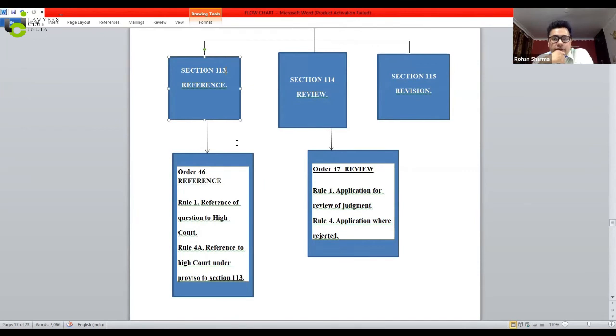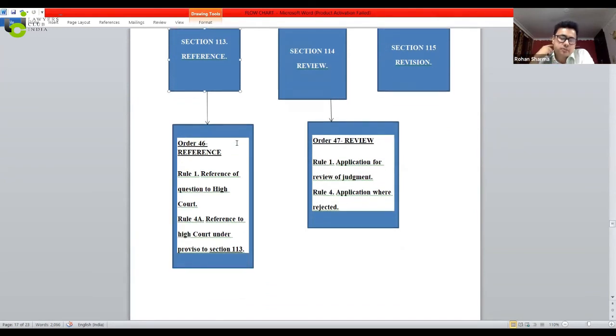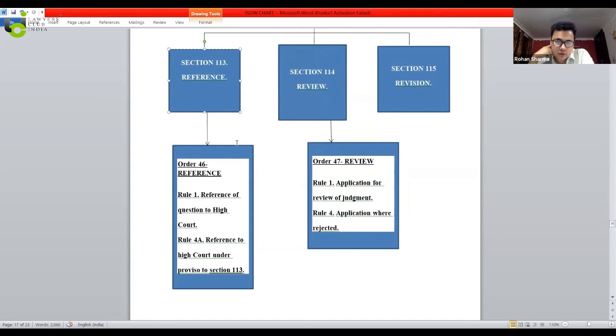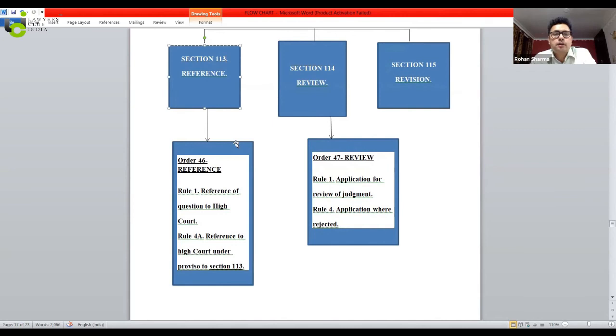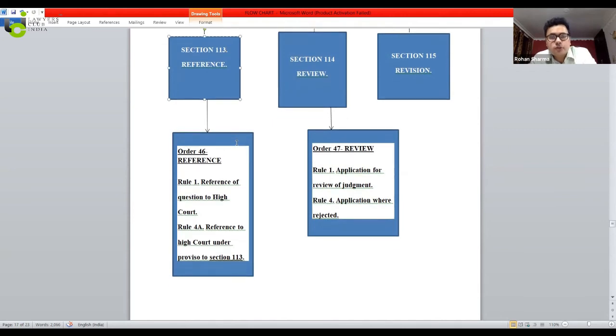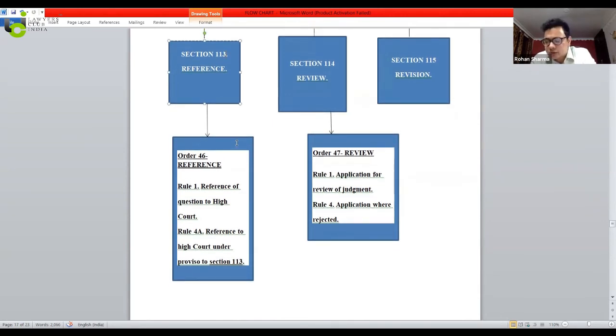Section 115, revision. Revision is a process which again goes to the higher court, again in certain specific scenarios. Usually these scenarios are mentioned in section 115. These are the scenarios wherein the lower court either has not exercised the jurisdiction which it should, or it has exceeded its jurisdiction, largely related to jurisdictions and things like that.